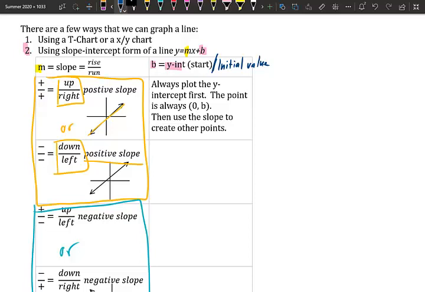Now, why do we call it the start? Because you always plot the y-intercept first. The point is always 0 and whatever the number is for b. Then you use the slope to create other points. So you plot the y-intercept and then you do up and right or down and left or whatever your slope is.